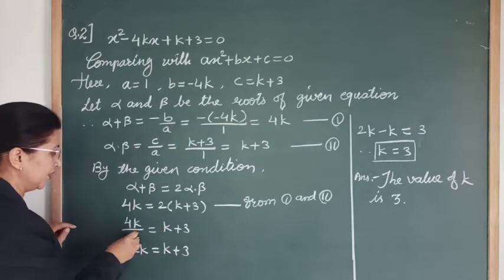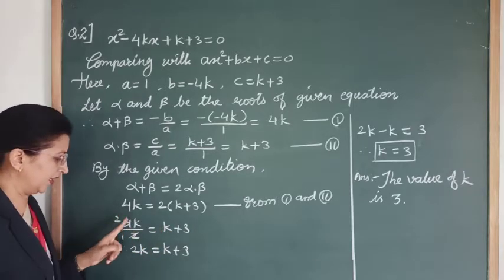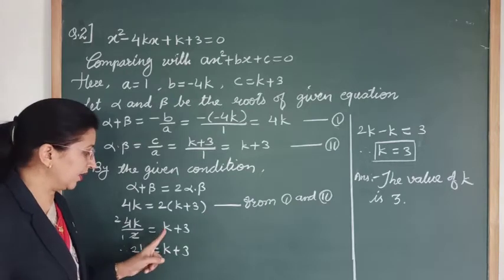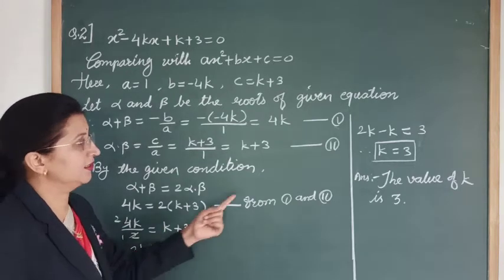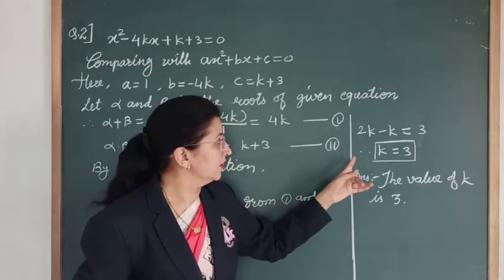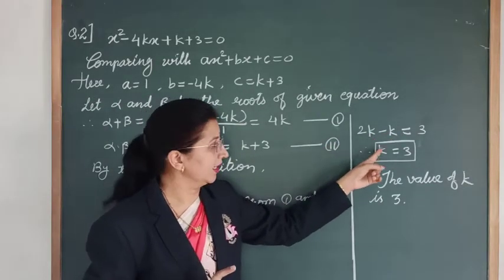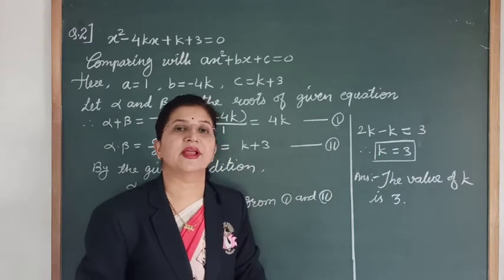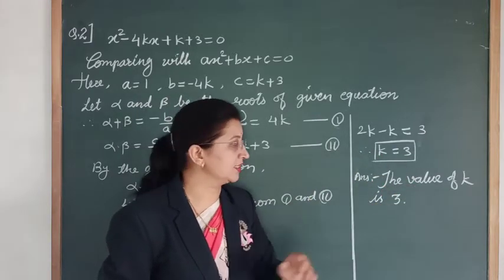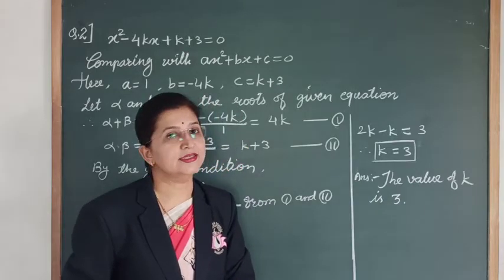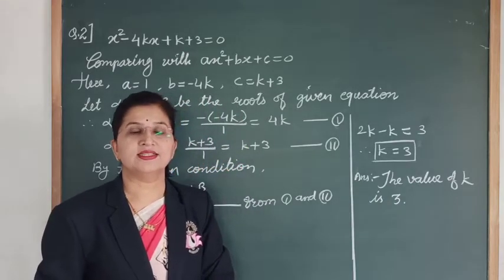Now 2 ones are 2, 2 twos are 4, so we got 2k is equal to k plus 3. Now let's bring the like terms together. 2k minus k is equal to 3. So 2k minus k is 1k, k is equal to 3. In this way we got the value of k, that is k is equal to 3. Therefore, let's write down the last answer: the value of k is 3. Now let's see another example.